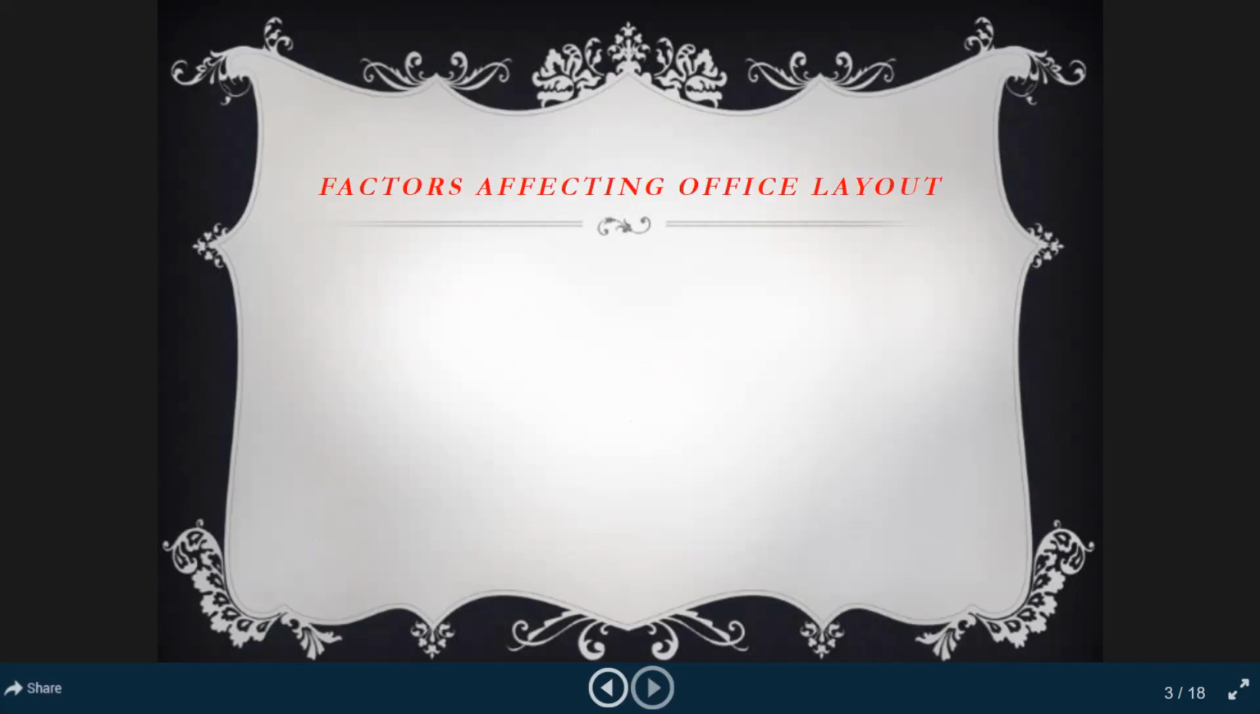Like, what are the factors affecting the office layout? Whenever we are thinking about any office, our modern office, and when we think about it, the first thing that comes to our mind is layout. I have discussed in your class many times that when we are talking about a modern office, the first thing that comes to our mind is the layout of that office.